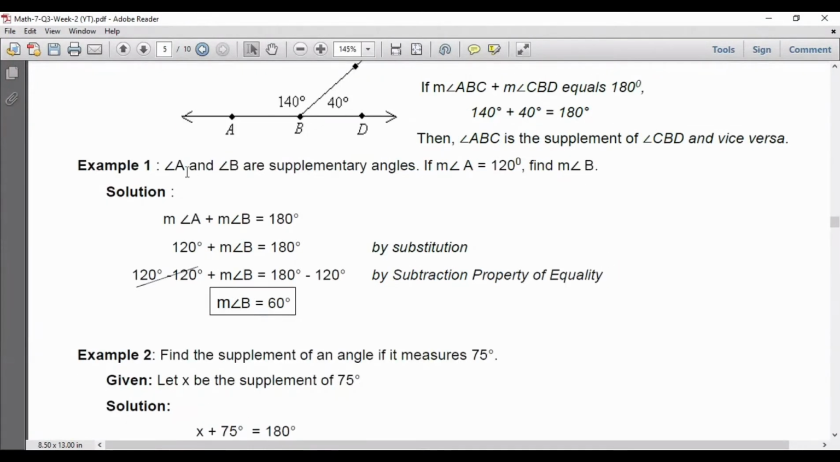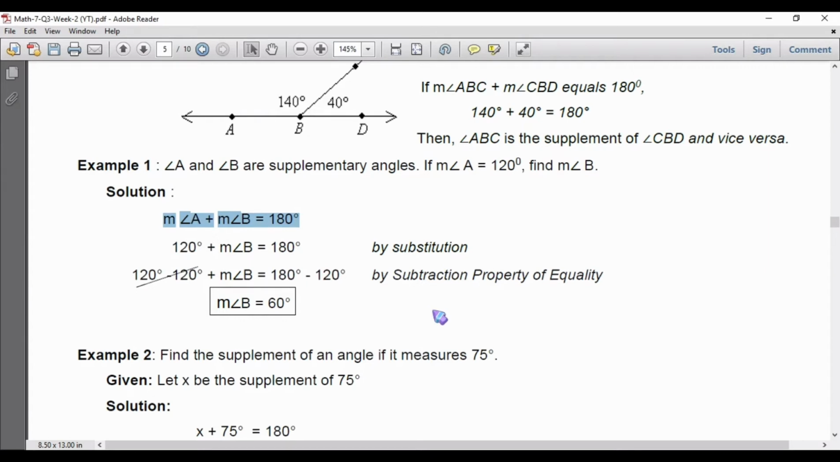So, let's have another one. Angle A and angle B are supplementary angles. The measure of angle A equals 120 degrees. Find the measure of angle B. If angle A equals 120 degrees, what is the measure of angle B? Alam na this, diba? Kung supplementary angles yan, ito ay 120 degrees, yung measure of angle B. So the measure of angle B together with the measure of angle A equals 180 degrees.